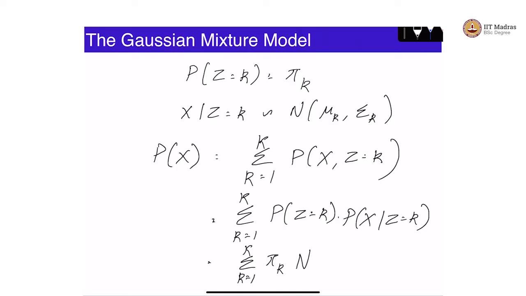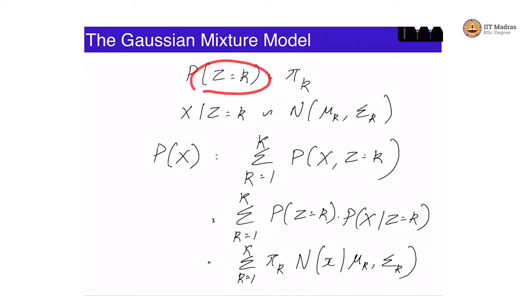What is x given z equal to k? X given z equal to k is normal with mean mu k and covariance matrix sigma k. We can write that as normal x with mean mu k and covariance sigma k. So we have not really done anything new here. The only thing we have done is that we have given a name to the cluster or component ID z. That's the only thing we have done here.